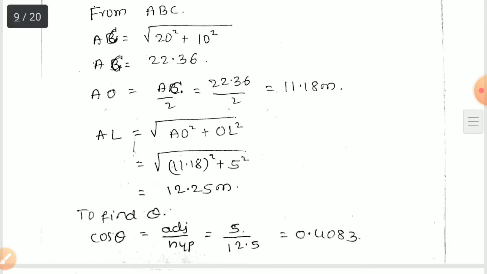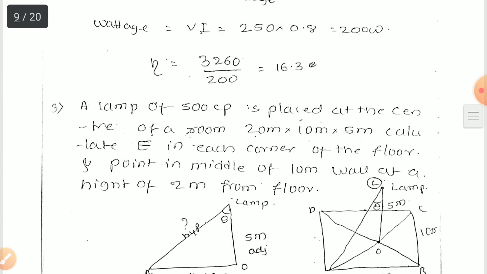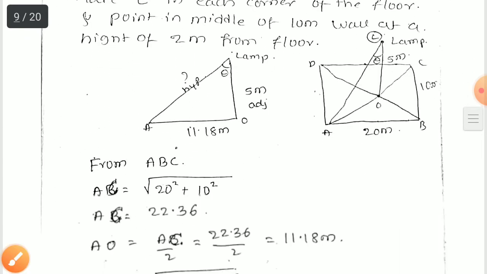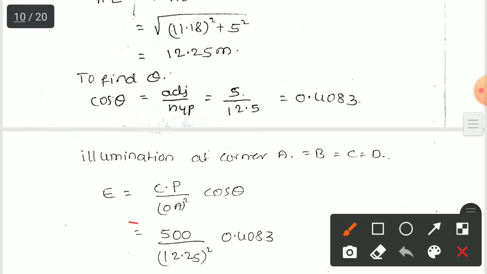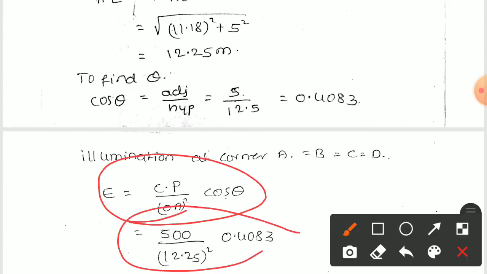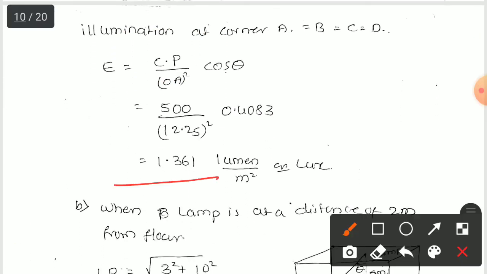Now CP, the candle power, they have given as 500. So a 500 CP lamp is placed. So 500 divided by the distance squared from the calculations, and cos theta is also calculated. Substitute all the values and find out the illumination. It is 1.361 lumens per meter square, or lux.